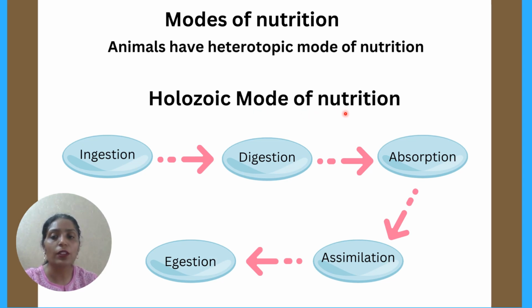This holozoic nutrition follows five simple steps. The first step is ingestion. Ingestion means intake of food. Then this food goes for digestion. After digestion, this food is absorbed by the body and then it is sent to cellular level for assimilation. And the undigested food is thrown outside the body in the form of egestion.